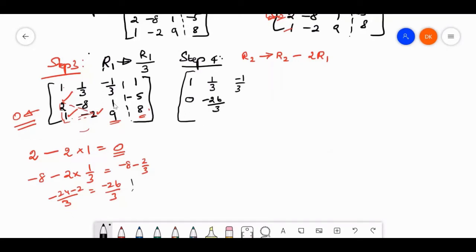Then similarly here the third element is 1, the already existing value is 1. Okay, so then 1 minus 2 into the R1 value, minus 1 by 3. So that means it is equal to 1 minus minus plus, then plus 2 by 3 it will come. Take LCM 3 and then 3 plus 2, then is equal to 5 divided by 3. Okay, so what will come here? So here 5 by 3 it will come.